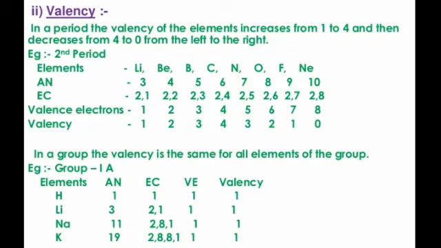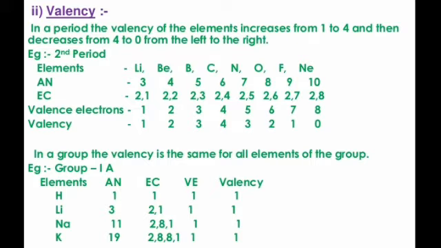The second property is valency. What is valency? It is the tendency of an element to combine with other atoms by sharing its valence electrons. So along a period, the valency of the elements increases from 1 to 4 and then decreases from 4 to 0 from left to right.